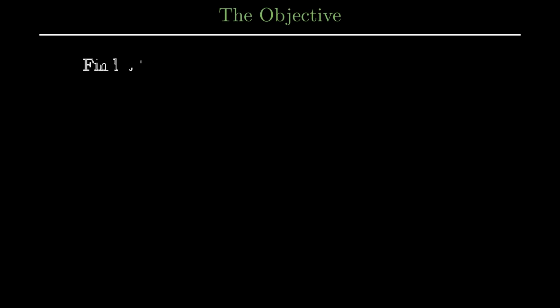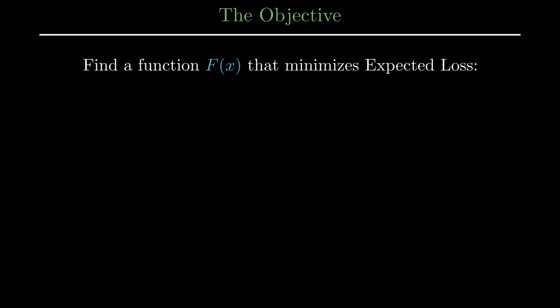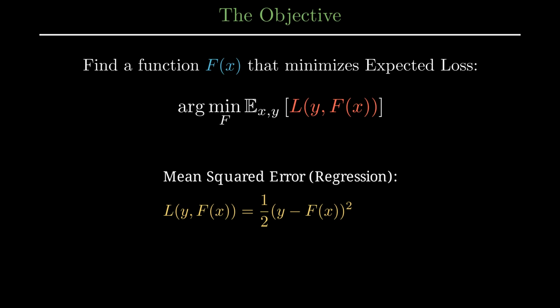As with any machine learning model, our goal is to find a function that minimizes the expected value of a loss function. Gradient boosting for regression is more straightforward than classification, so we will start with it. For regression, the most common loss function is the mean squared error. The factor of 1/2 is included to simplify the derivatives later.